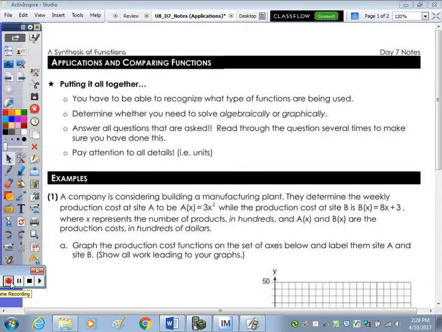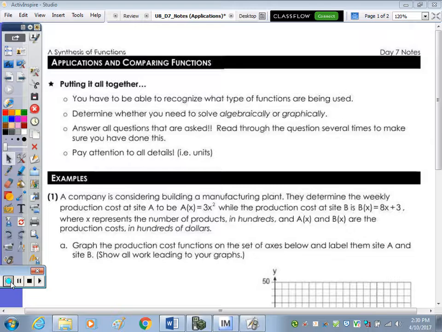At the top of the page, today we're doing the application piece, so putting it all together. If you read the bullets, when it comes to the state test, you have to be able to recognize the function that you're going to use, okay? You want to determine whether you need to show the work algebraically, or can you graph it. If it doesn't specify a method, then you can do whatever method you want, okay? The third bullet, answer all questions that are asked.